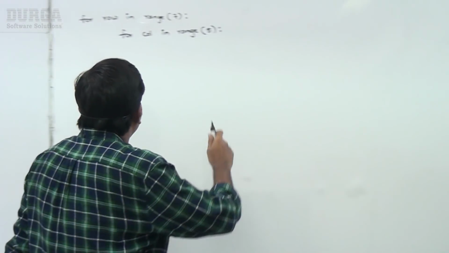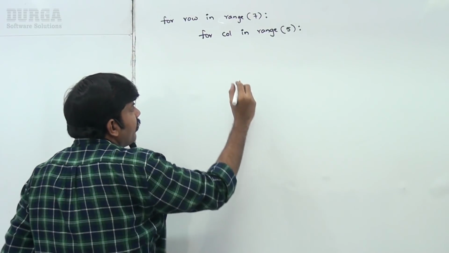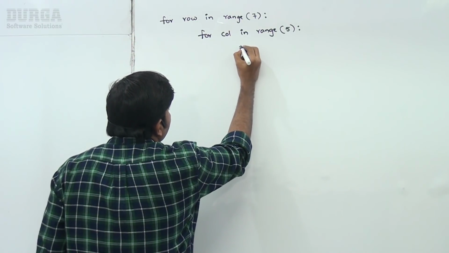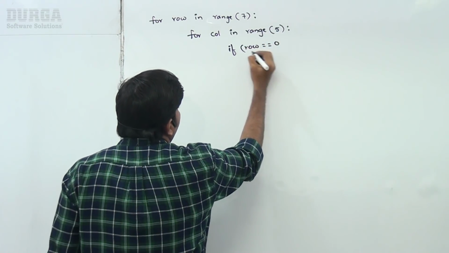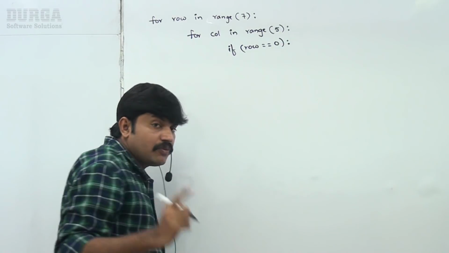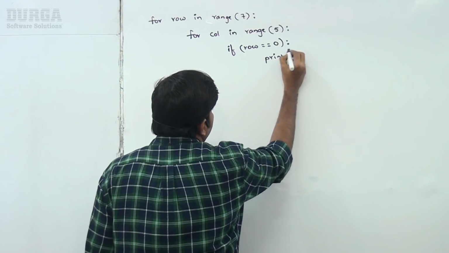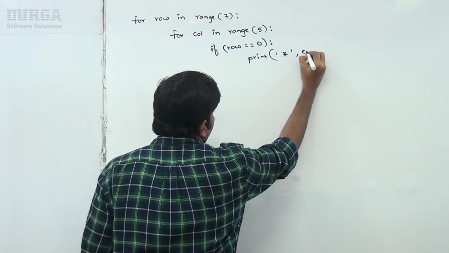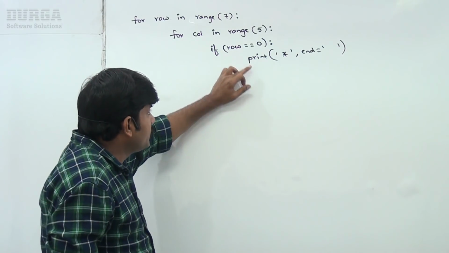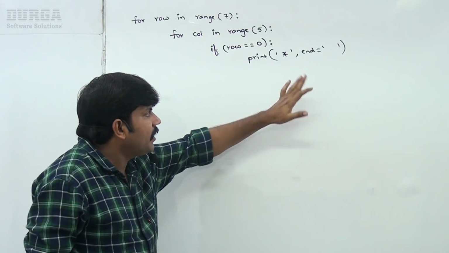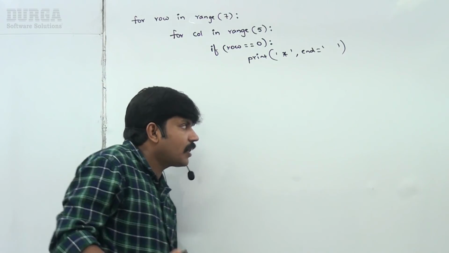Here, for row in range of 7, for col in range of 5. If row is equal to 0, the first row, I want star symbols everywhere. That's why print star, comma, end is equal to space. If row is equal to 0, print a star symbol, comma, end is equal to space. Like this we took. Now the first row is completed.